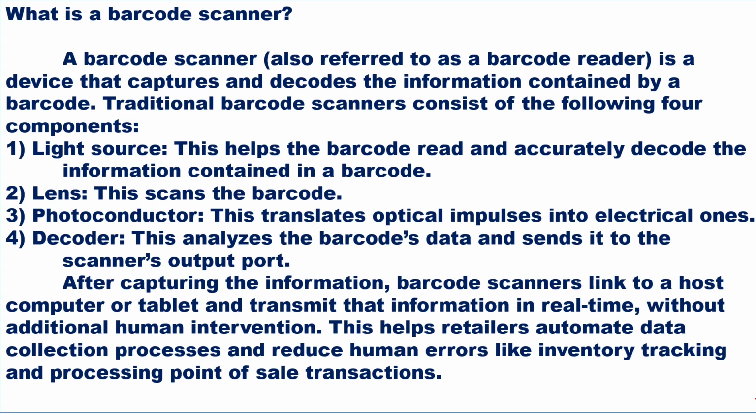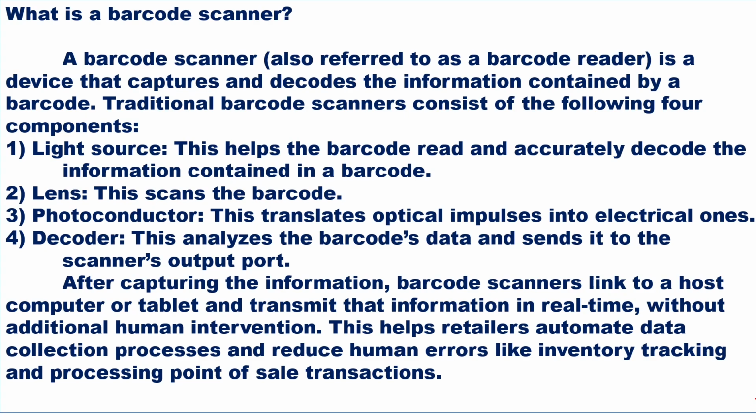A traditional barcode scanner consists of four components, four parts. Number one is the light source. This helps the barcode reader accurately decode the information contained in the barcode. So the light source will emit light, and that light will go and reflect back to the machine. Then you have a lens. This scans the barcode. Then you have the photoconductor.